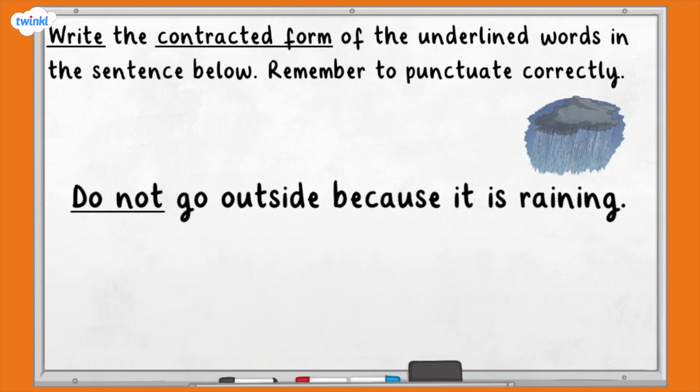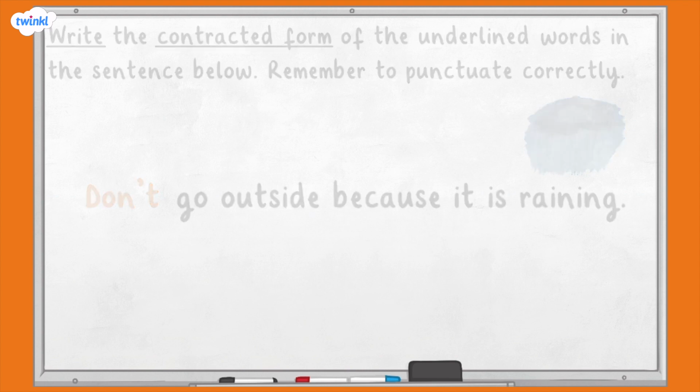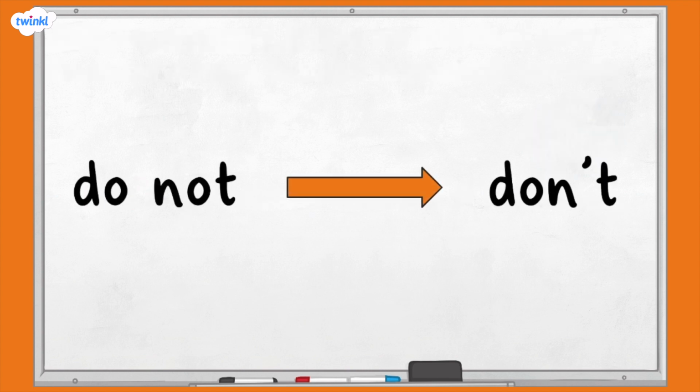Have you got an answer? Great, let's take a look at what the answer is. Do not becomes don't, with the apostrophe where the vowel o has been omitted. Top tip: when the second word is not, the apostrophe always goes where the o has been omitted in not. Well done if you got that one right.